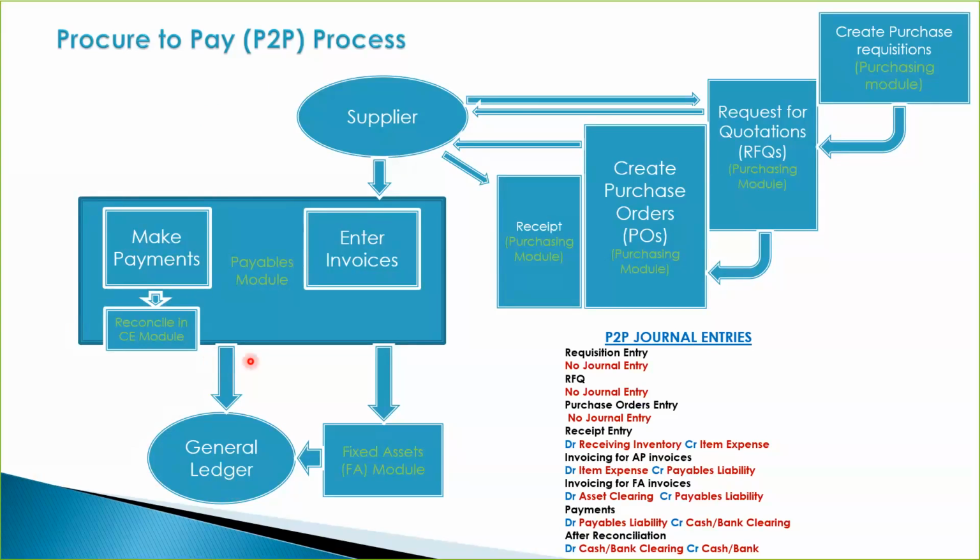So these transactions are sent to the general ledger as journal entries. The transactions, for example the invoice entry, the payment, or the reconciliation, would be sent to the general ledger as journal entries.